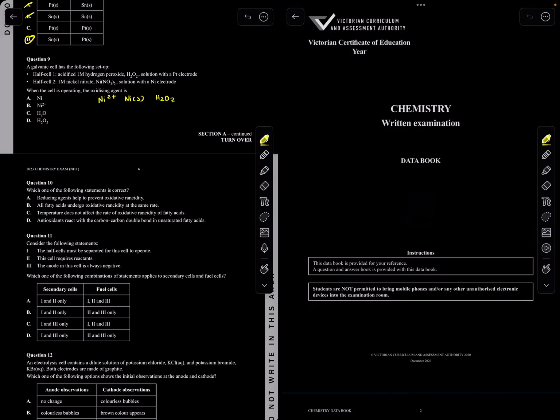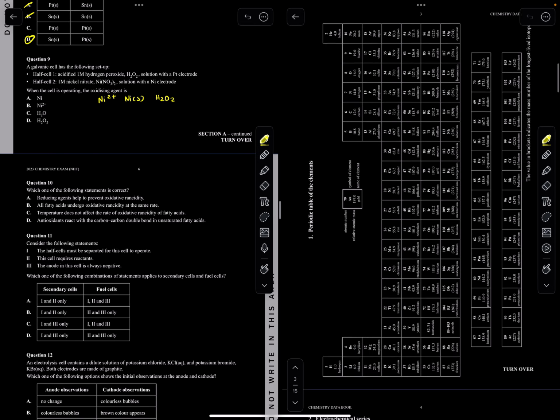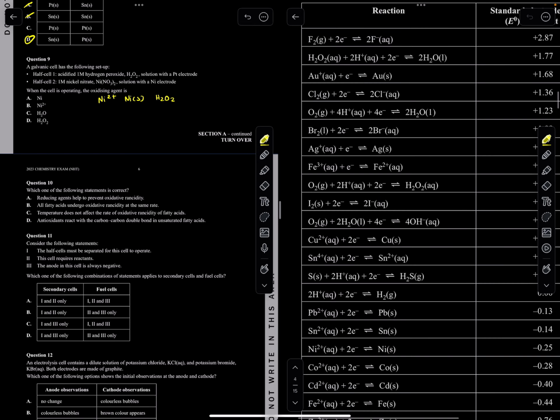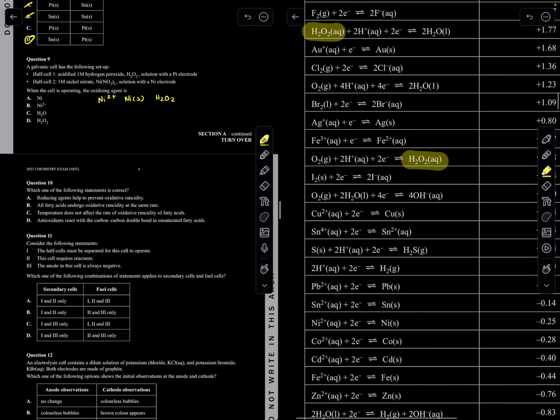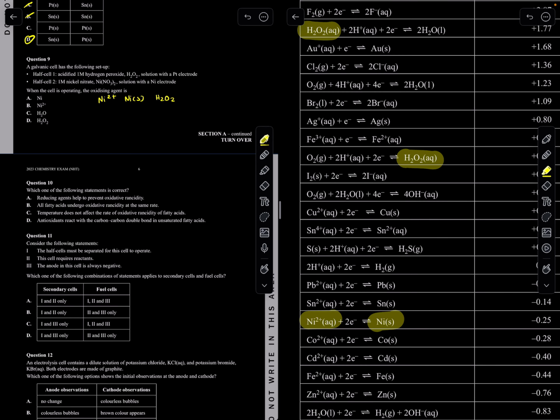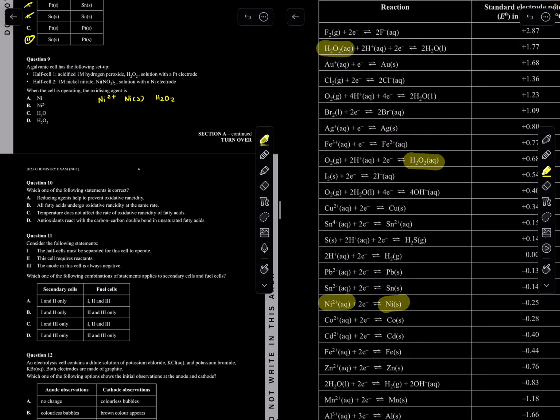So that's a key word. H plus ions are going to be in it. Let's look at H2O2, hydrogen peroxide. This one looks good because you also have that H plus ion, because it's acidified. We also have to have nickel solid, nickel 2 plus. And yeah, those are it.